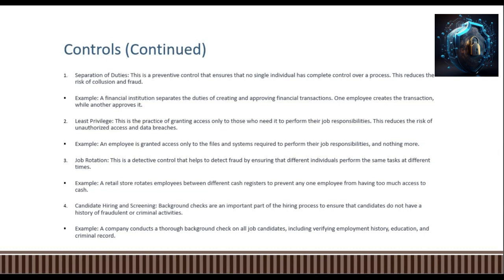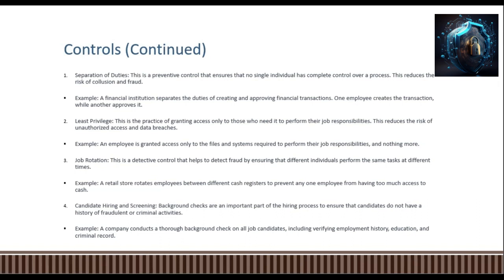Controls continued. Separation of duty. This is a preventive control that ensures that no single individual has complete control over a process. This reduces the risk of collusion and fraud. Example, a financial institution separates the duties of creating and approving financial transactions. One employee creates the transaction while the other approves it.